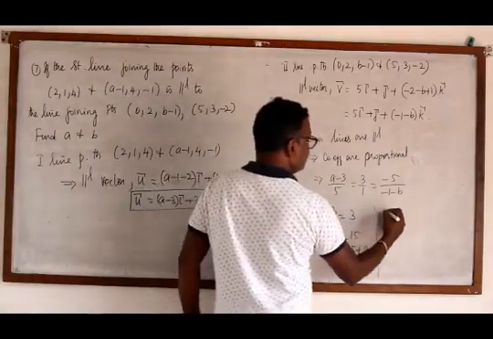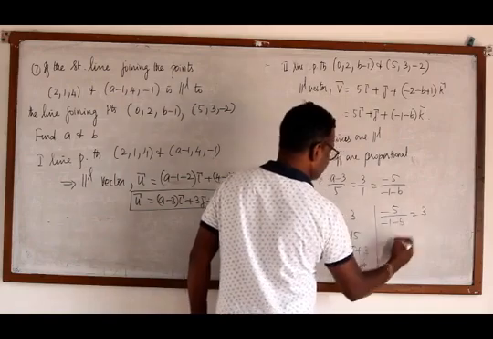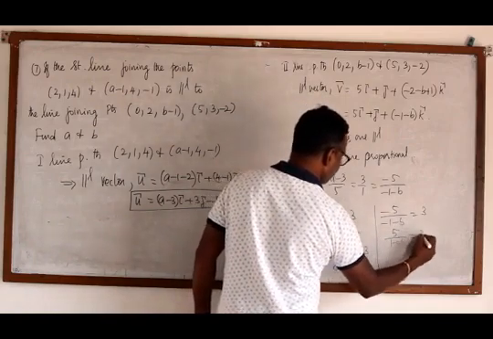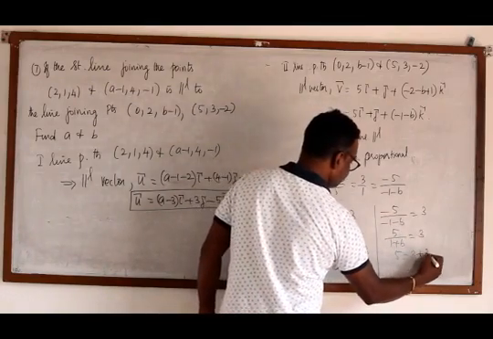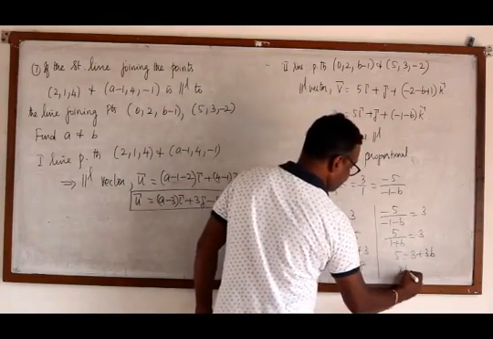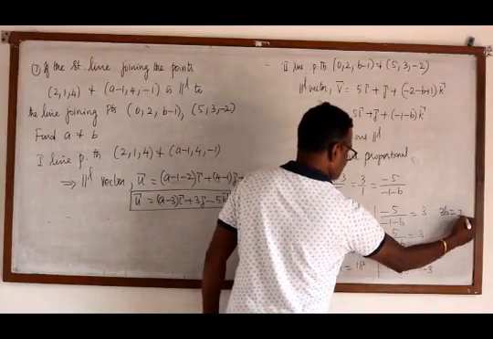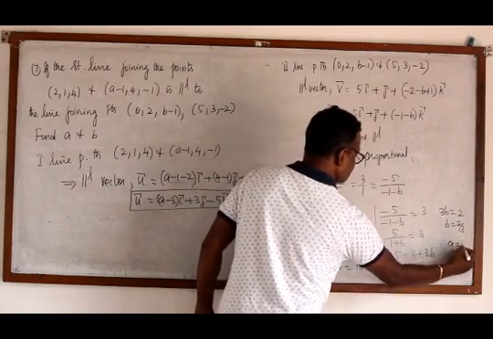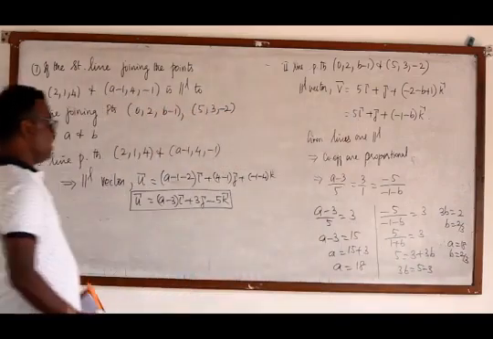Similarly, minus 5 by (minus 1 minus b) equal to 3. Shall I take it as plus 5 by (1 plus b) equal to 3? Then 5 equal to 3 plus 3b. Then 3b equal to 5 minus 3, 3b equal to 2, so b equal to 2 by 3. Therefore a equal to 18, b equal to 2 by 3. This is how we can do.